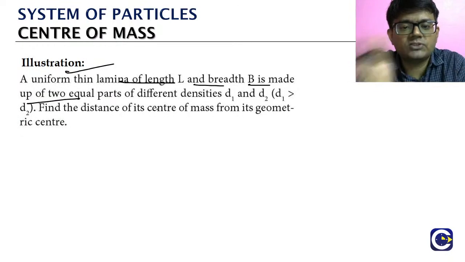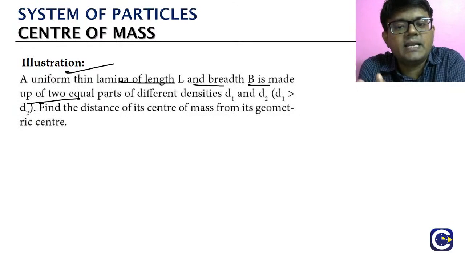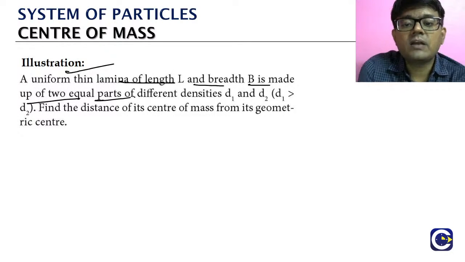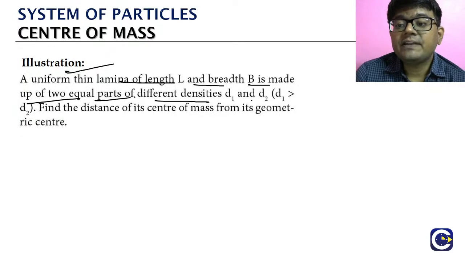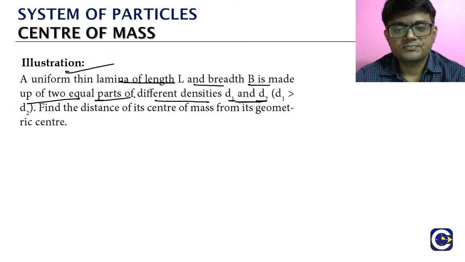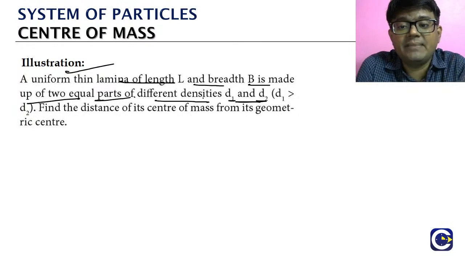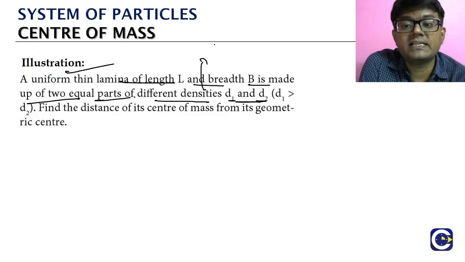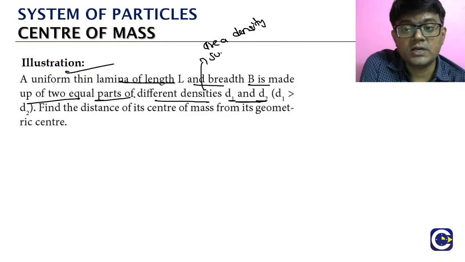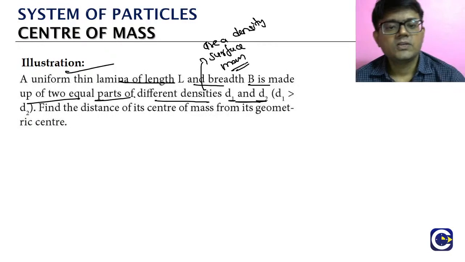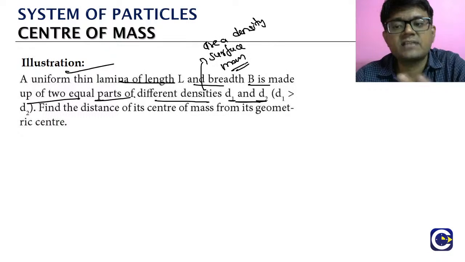Two equal parts ன்னு சொன்னா, ஒரு சைடுல it will be one half, another side another half. Okay, two equal parts of different densities d1 and d2. இங்க என்ன தெரியுமா, we are saying it is a lamina. So density சொன்னா what is the density we are talking about here? The area mass density. We also call it surface mass density. Area wise mass density or surface mass density.